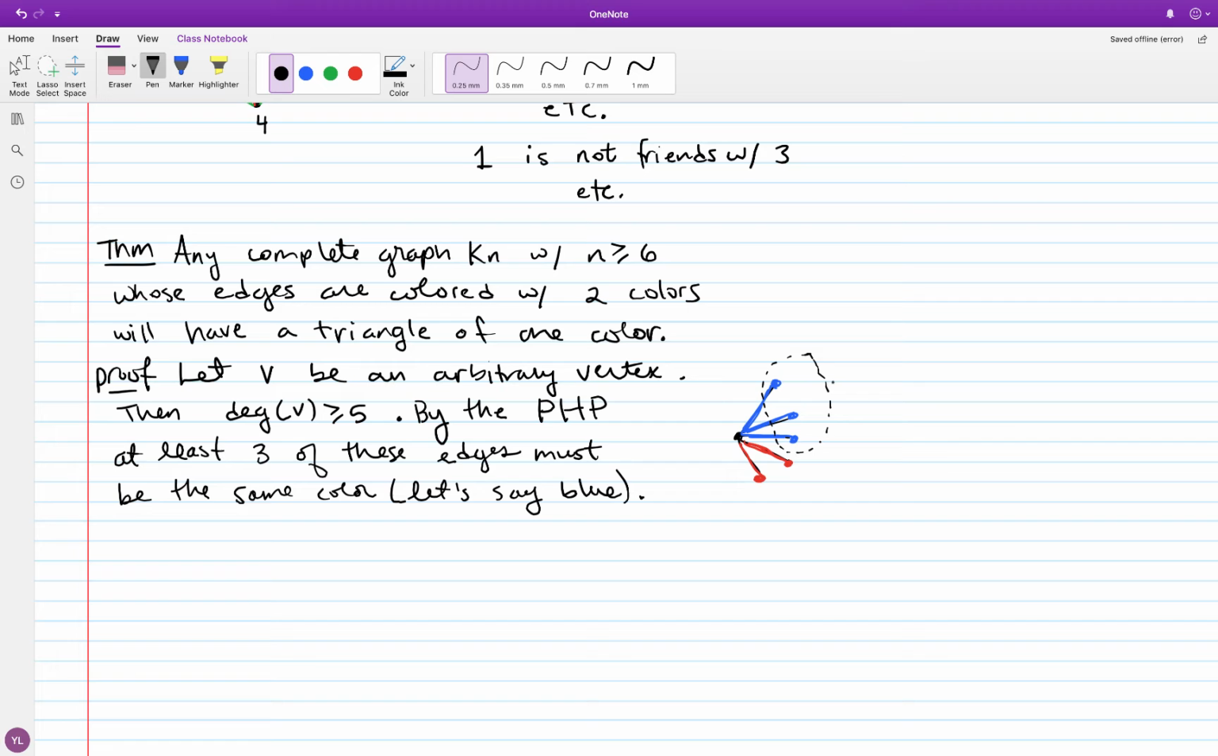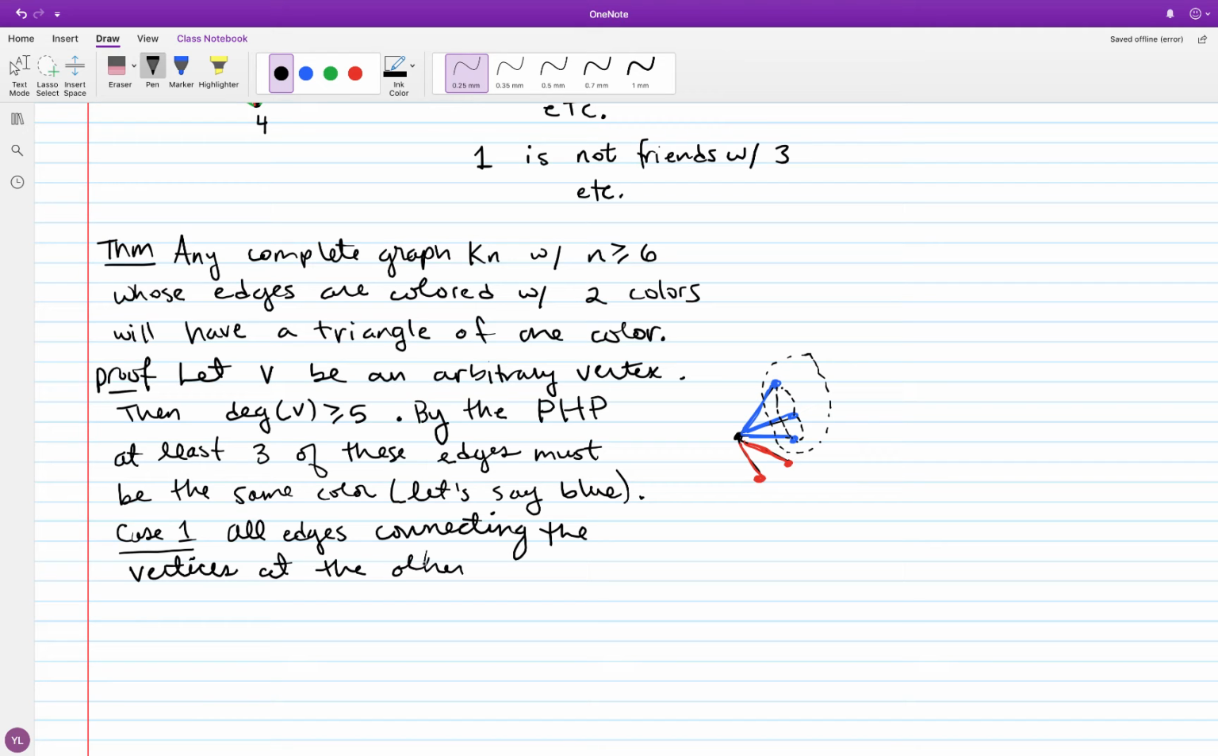Let's focus our attention on the vertices at the other end of those blue edges, and we'll consider all the possible colorings of the edges that connect those 3. So I'm going to draw 3 edges here to represent those, and let's consider case number 1. Suppose that all 3 of those edges are colored the same color, regardless of whether that's blue or red. Well, then obviously, if they're all colored the same, we've found ourselves a triangle, right? Ignoring the blue edges entirely, the edges that connect these 3 vertices are a single colored triangle.